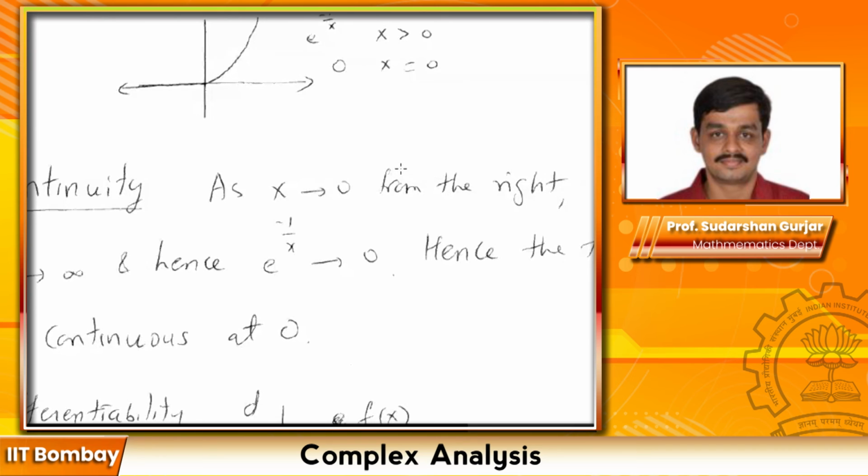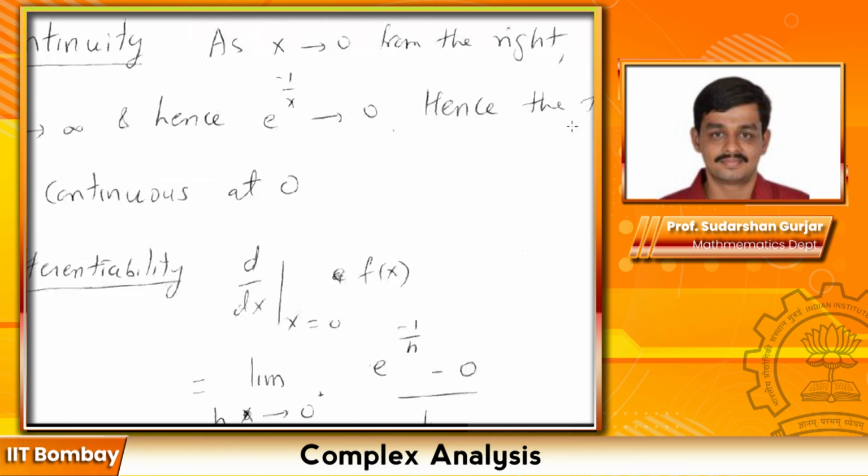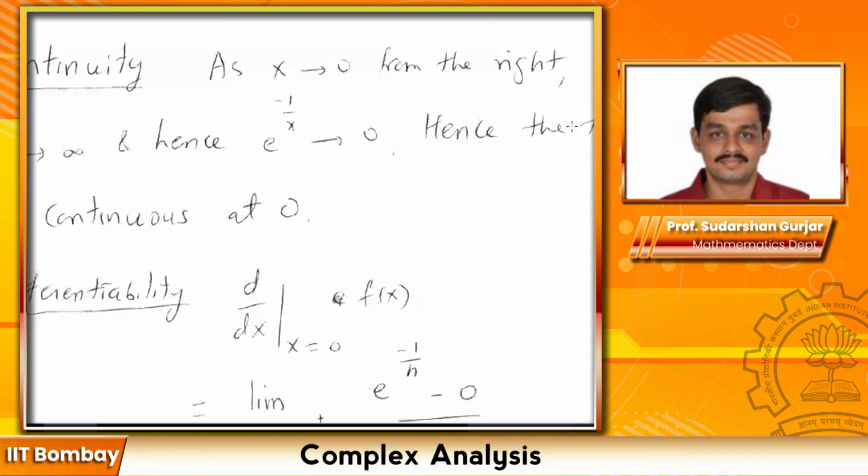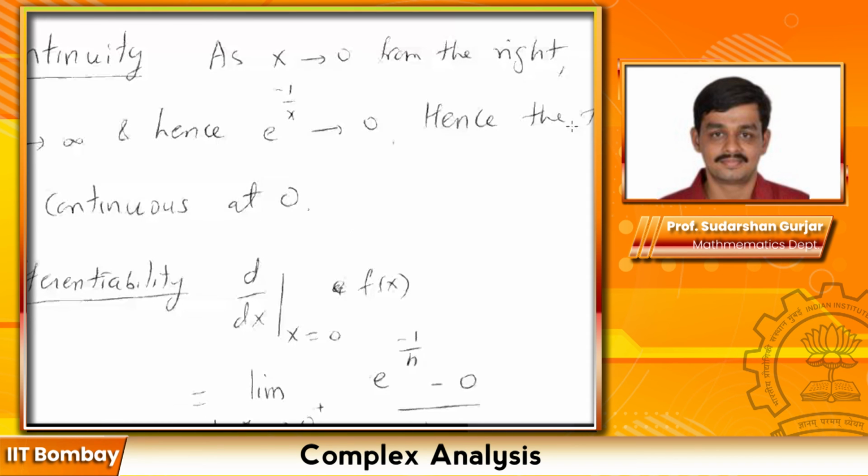So the right limit is 0, the left limit is anyway 0 because the function is identically 0. So left limit equals right limit equals the value of the function at 0. So continuity is not a problem. Let us check differentiability. Everybody agrees with continuity? Yes, sir. Now let's check differentiability.